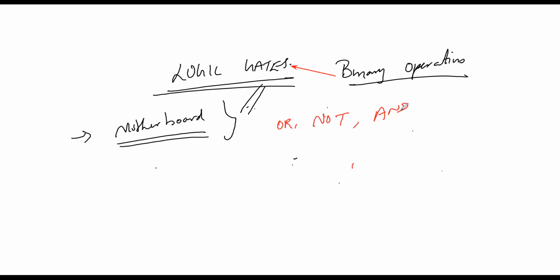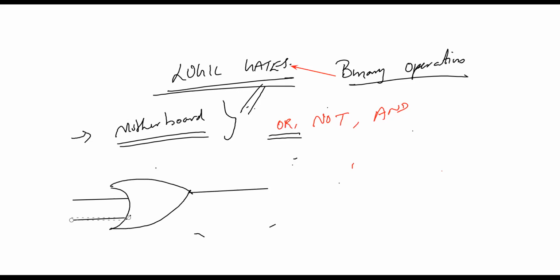So coming to this, first I'll take the OR gate. OR means the plus function. If I am giving two inputs, A and B, what does OR do? This is OR, it will do A plus B.